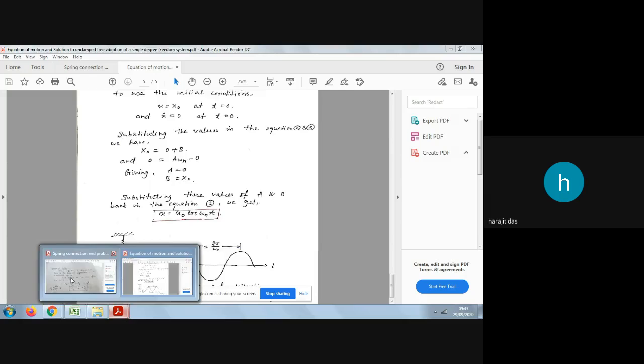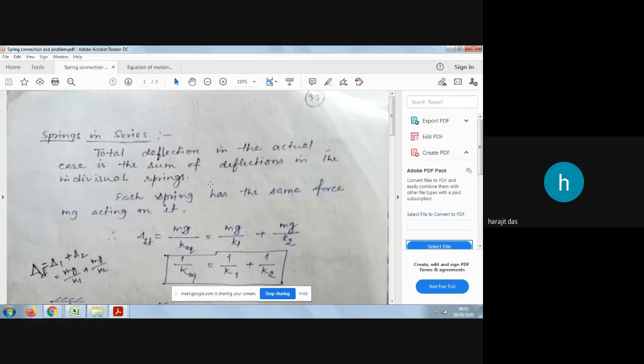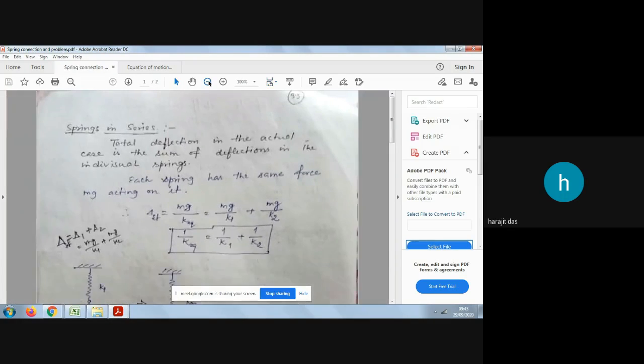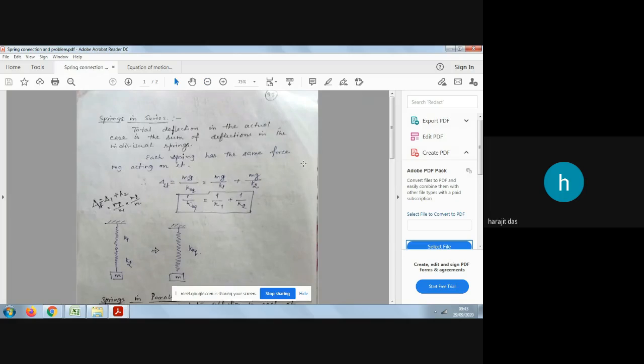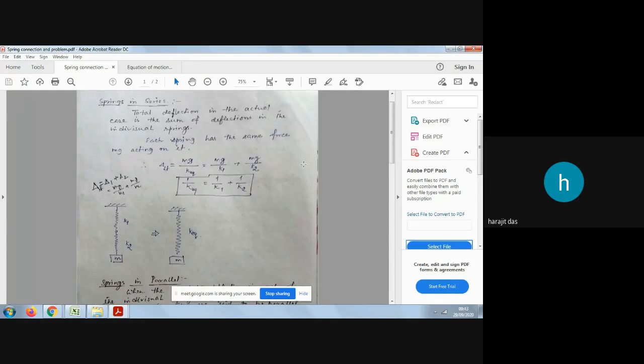Now let's see this. Here you can see two springs are added. There is one node, one joint, which is shown in a small circle. So this is the node, and two springs are added, whose stiffnesses are K1 and K2.